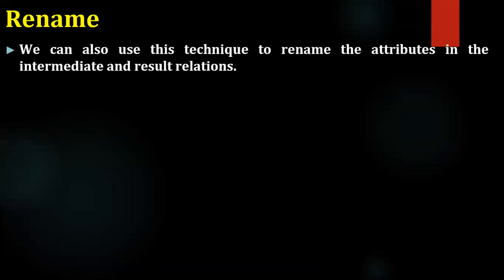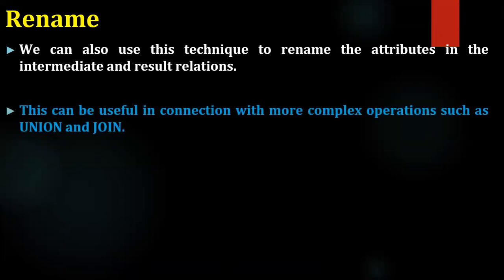So with the help of the rename operator, we can rename either attributes or relation names, and we can use those in different situations. Now we'll see the technique to rename the attributes. It will be used either in intermediate results and also in resultant relations. It will be helpful to write complex queries during join operations or union operations.